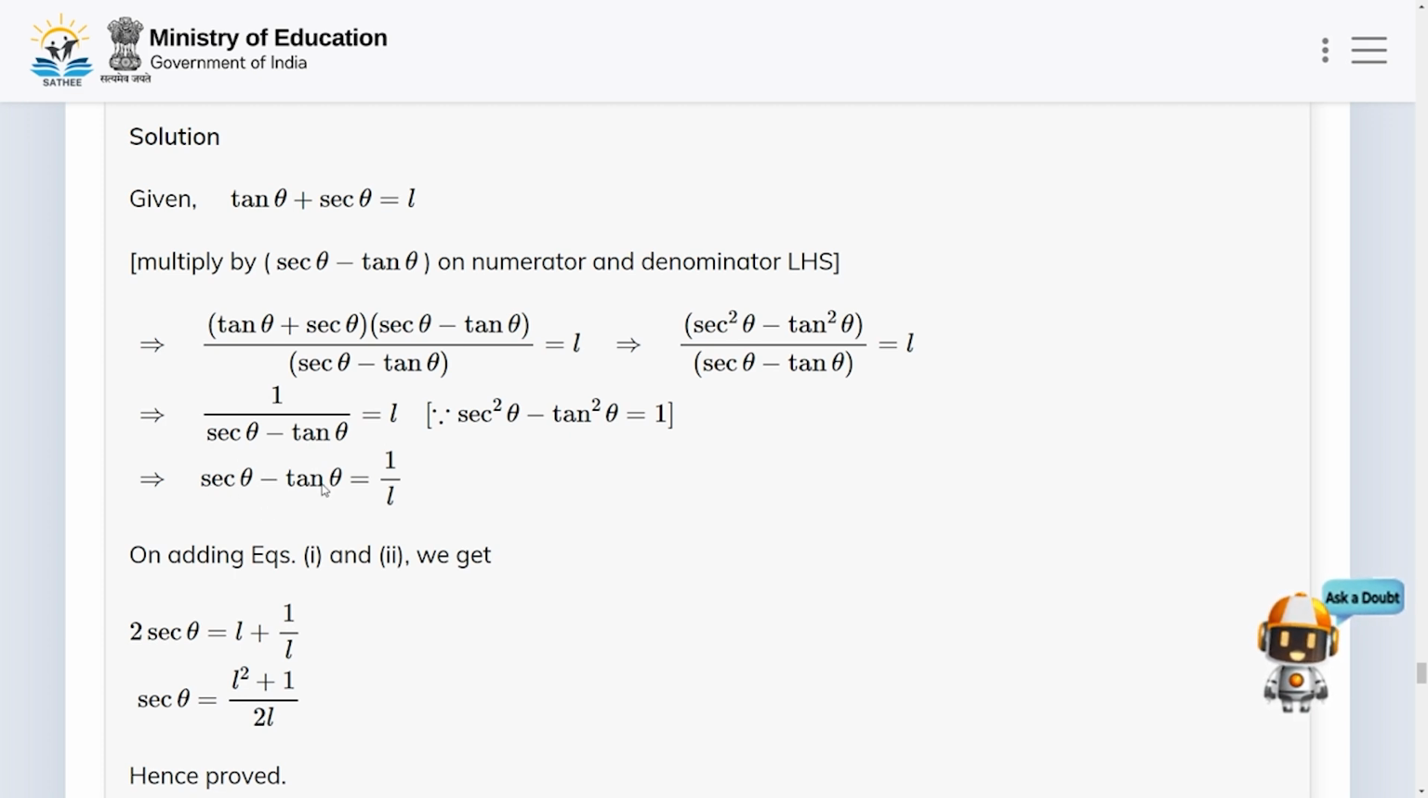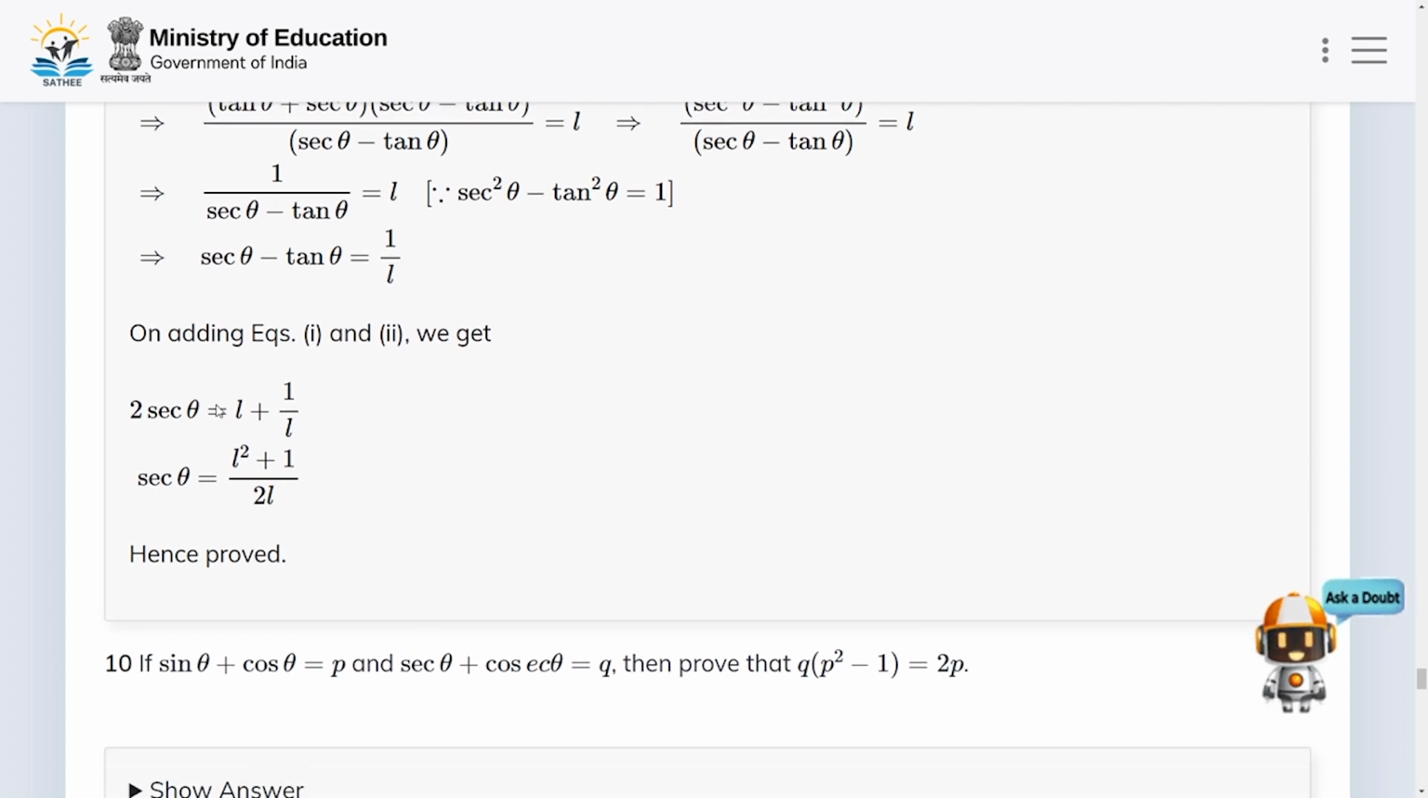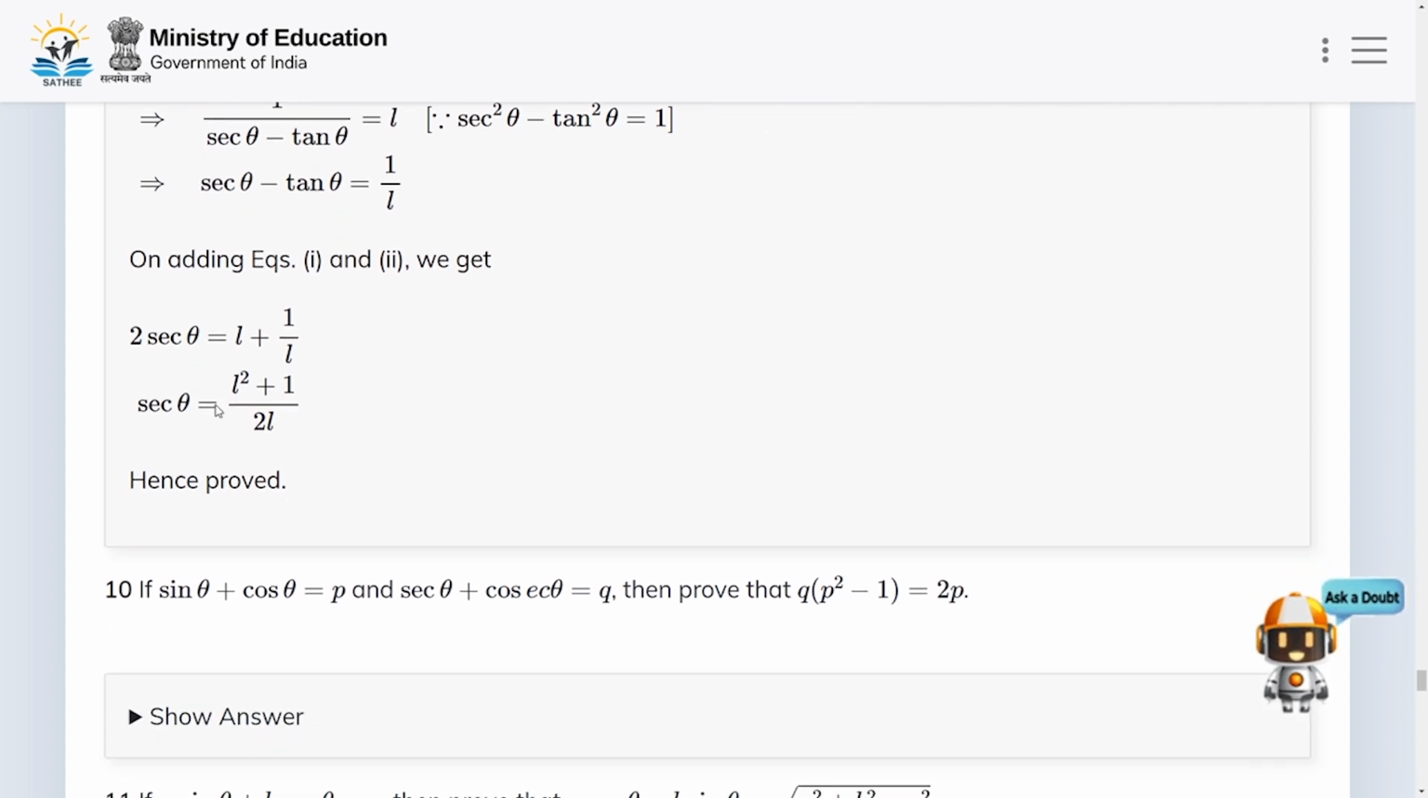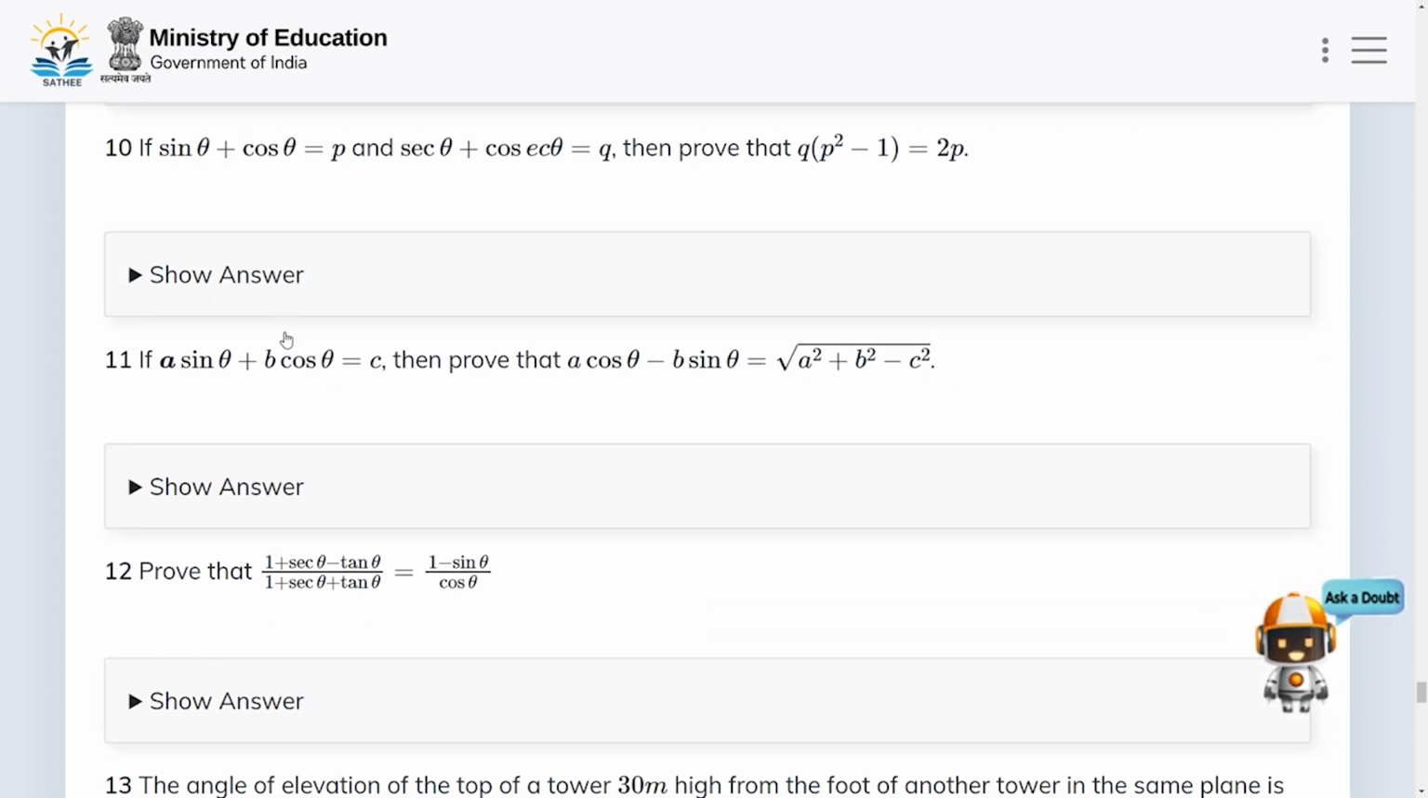Okay, and now adding equation 1 and 2, we get 2 sec theta is equal to L plus 1 by L. Okay, and sec theta is equal to L square plus 1 by 2L. Okay, hence proved. And now let us see question number 10.